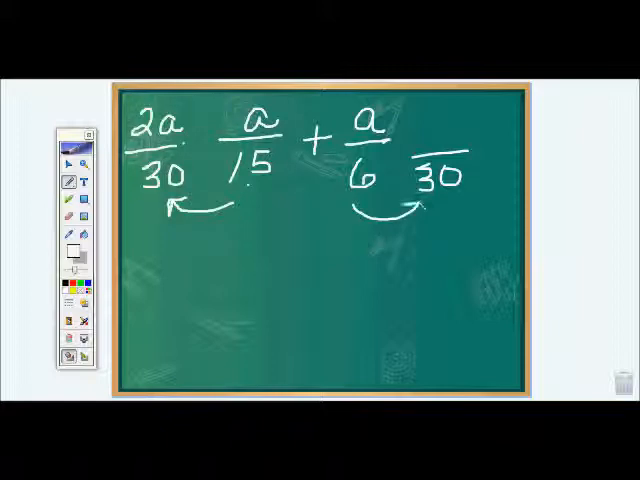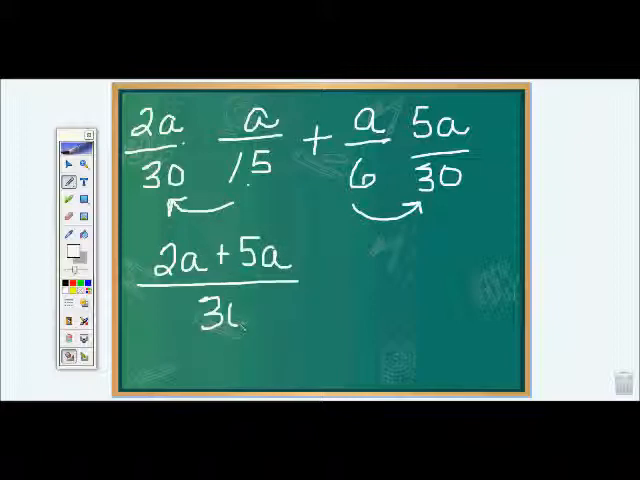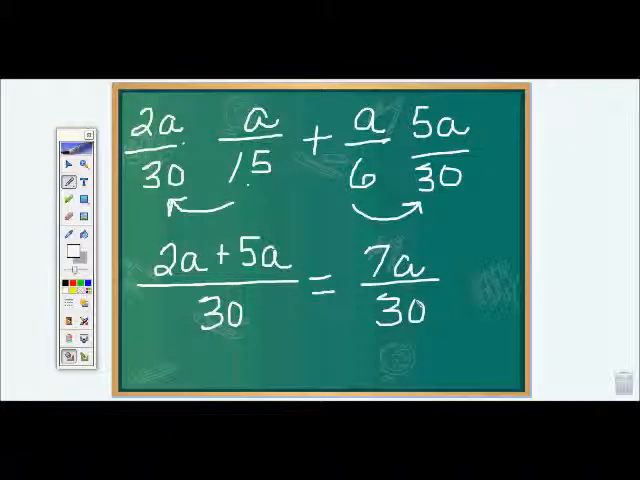And how do I get from 6 to 30? I'm going to multiply by 5. So this is going to turn out 5a. Now if I write it in that cleaned up form, I now have 2a plus 5a all over 30. That's going to equal 7a. I look at my coefficient there, 7 and 30. 7/30ths, I cannot reduce that any. So this is my final answer, 7a divided by 30.